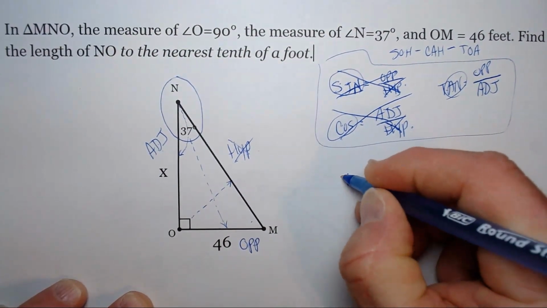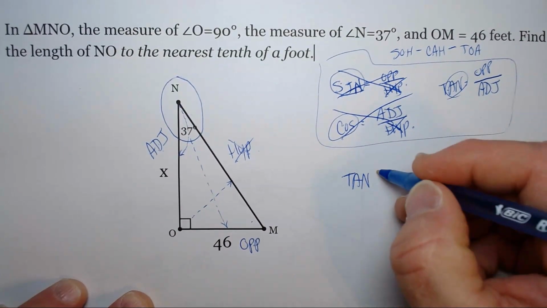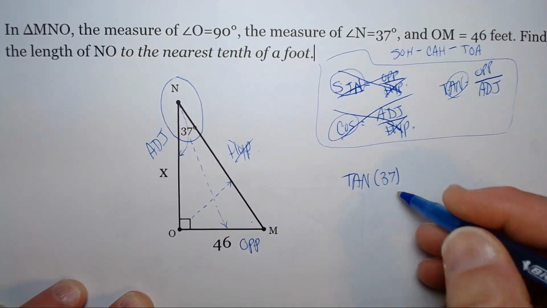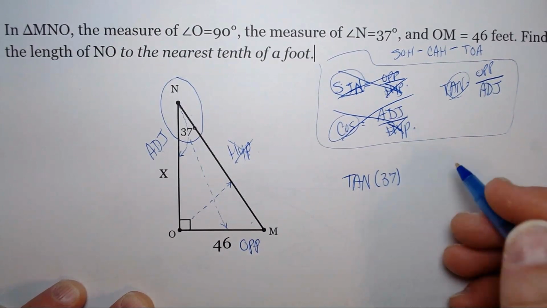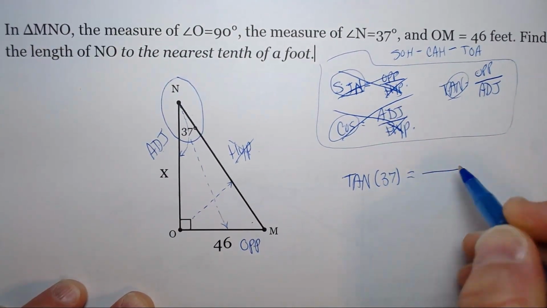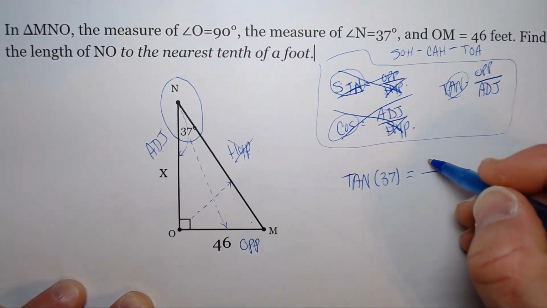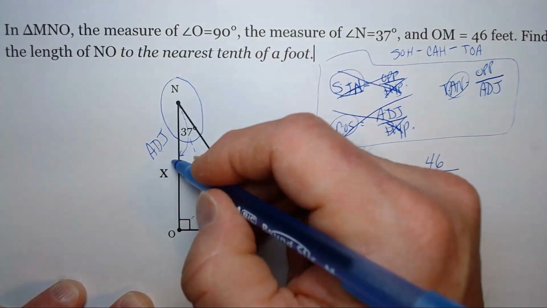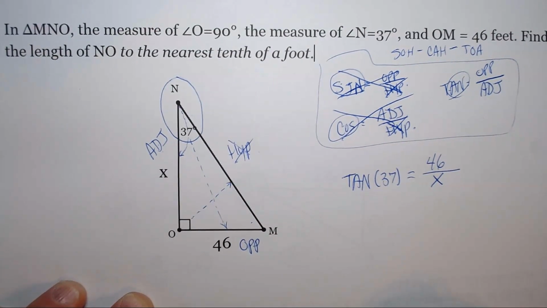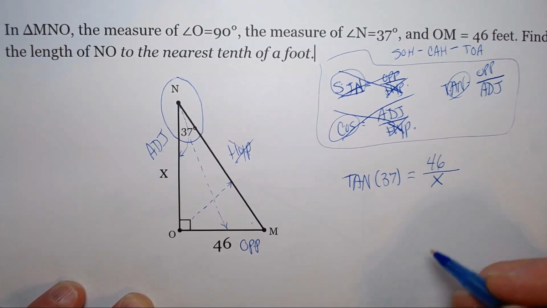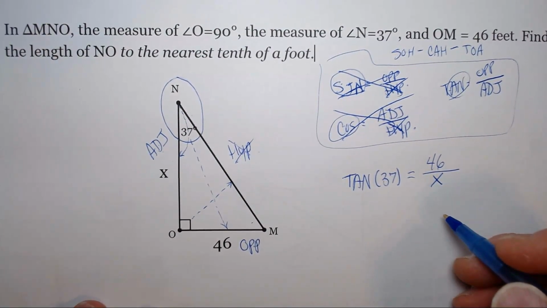I'm always going to write it in an equation form. The tangent of 37 degrees, I put it in parentheses like this, I always make an equation. Tangent of 37 degrees equals opposite, 46, over adjacent, x. It's okay that there's a variable. We're going to solve for that variable.